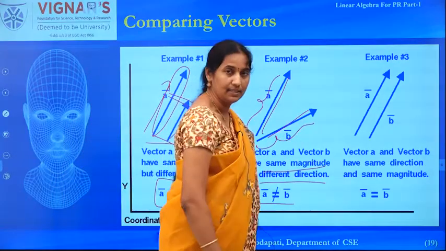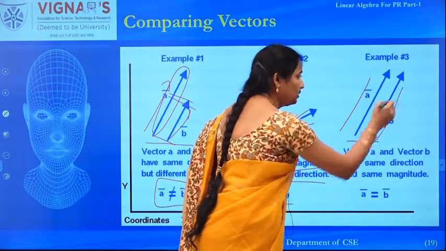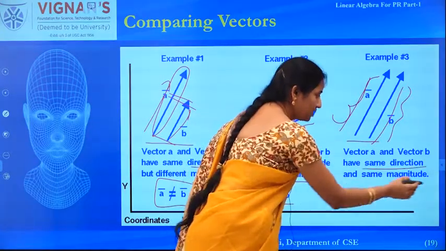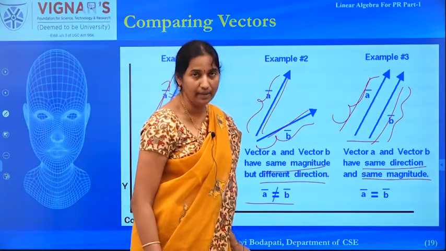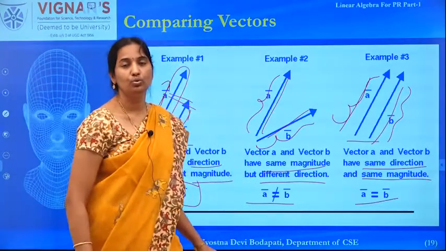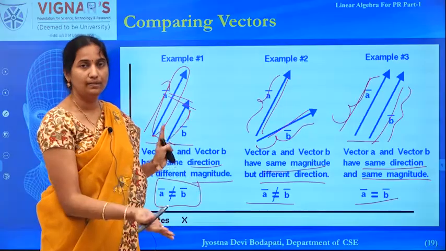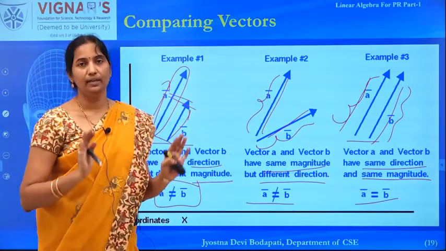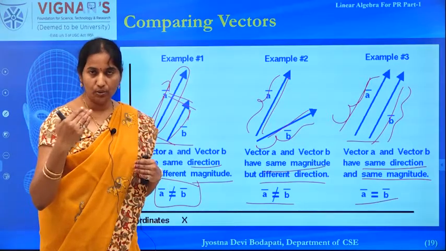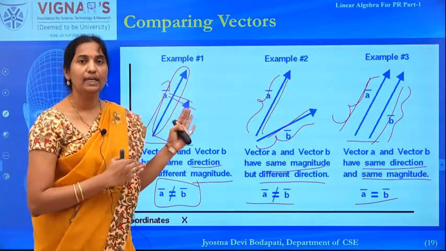Now consider the last case where the vectors A and B are moving in the same direction and with equal magnitude. So here the direction is the same and the magnitude is also the same. So that is how I can say that these two vectors are the same. So given any two vectors, this is how we can compare them depending on the magnitude and the direction. If they are moving in the same direction with the same magnitude, then only we can say that the vectors are the same. Otherwise, they are not equal vectors.